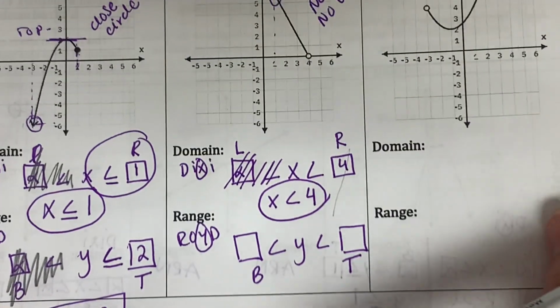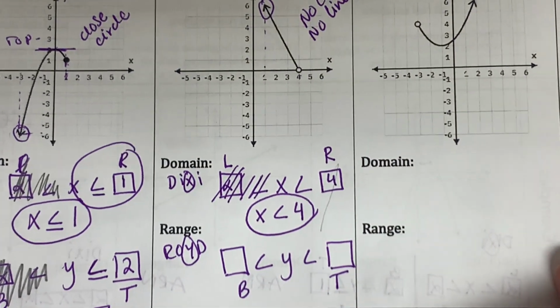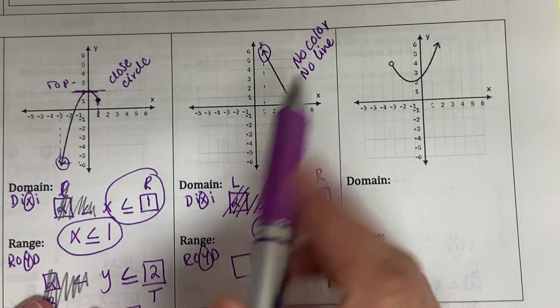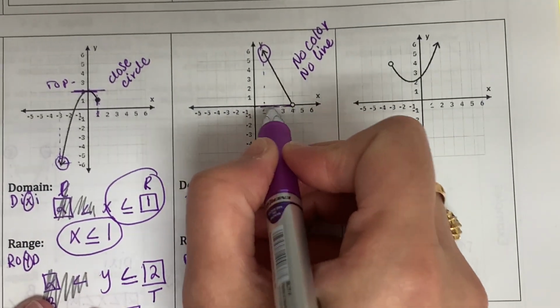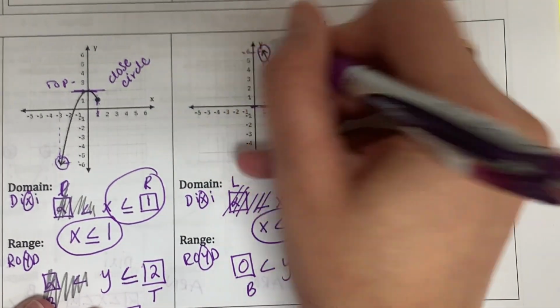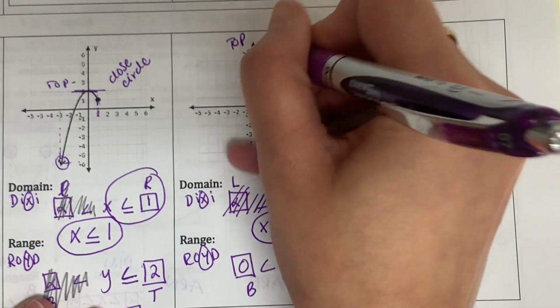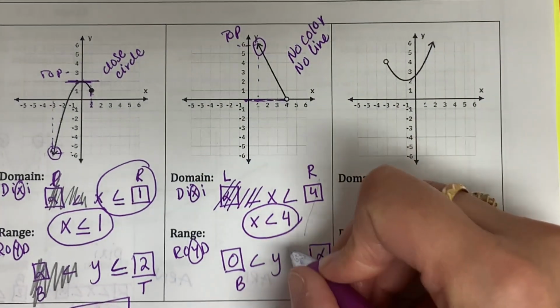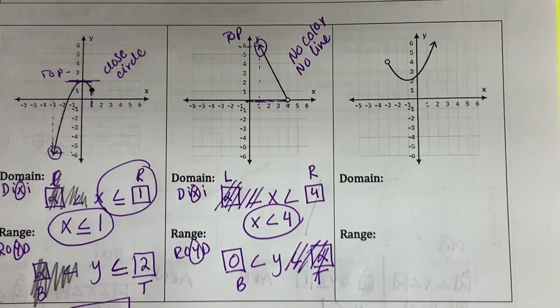Range. For the range, read the bottommost point of the graph. So the bottommost point of the graph is this, it is 0. And the topmost point, this is the top, so the topmost point is an arrow, so infinity. We don't need the infinity sign, so cross it out.